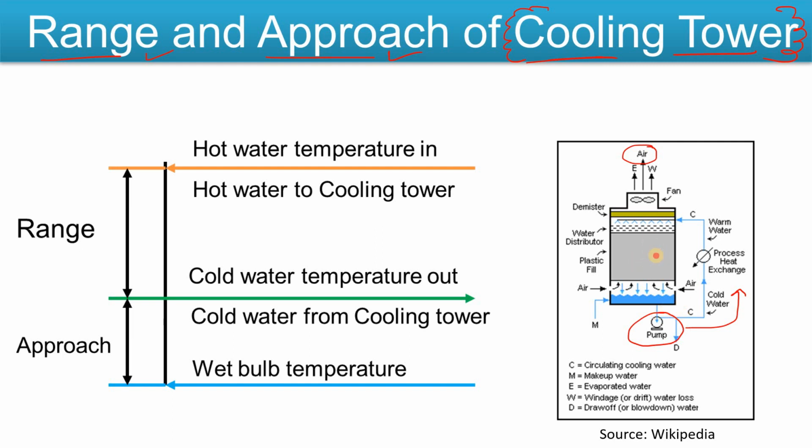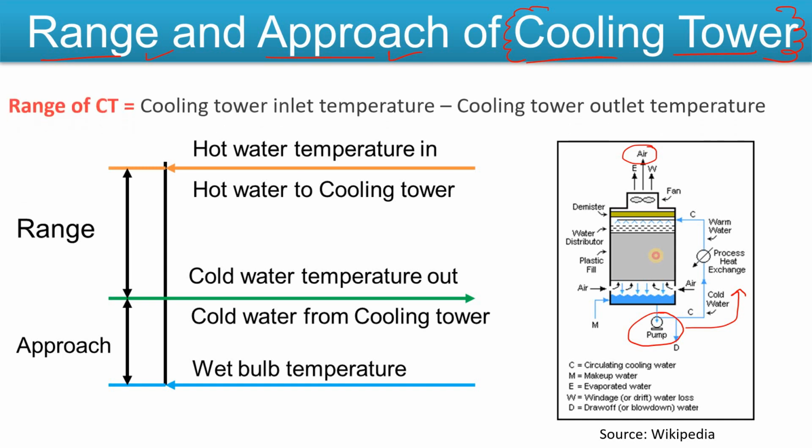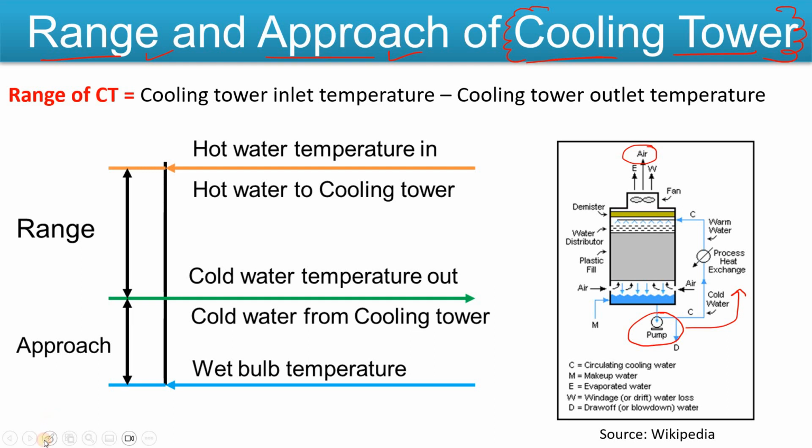Now when we discuss the performance and efficiency of the cooling tower, there are some variables that come into the picture. The first one is your range and the second one is your approach. So what is range? Let's discuss the range first of all. The range of the cooling tower tells you about the capability of the cooling tower. Range is cooling tower inlet temperature minus cooling tower outlet temperature.